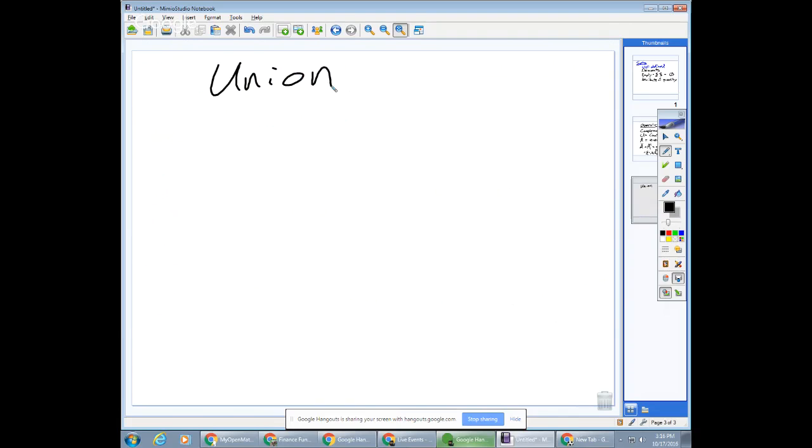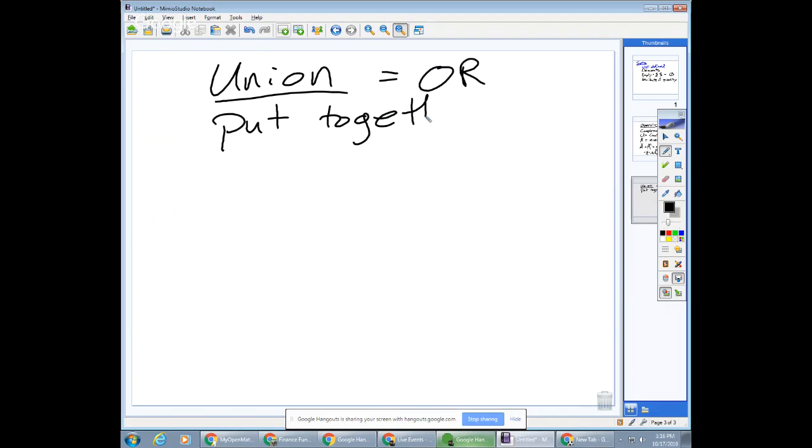We talked about this back in the logic section. With union, we often use the word or. And with an or, we put them together. And the usual symbol for union is a U without a little line on the end. Sometimes it's called a cup.